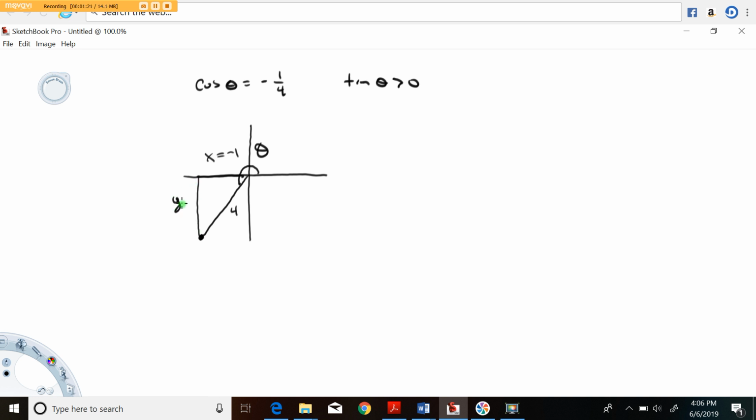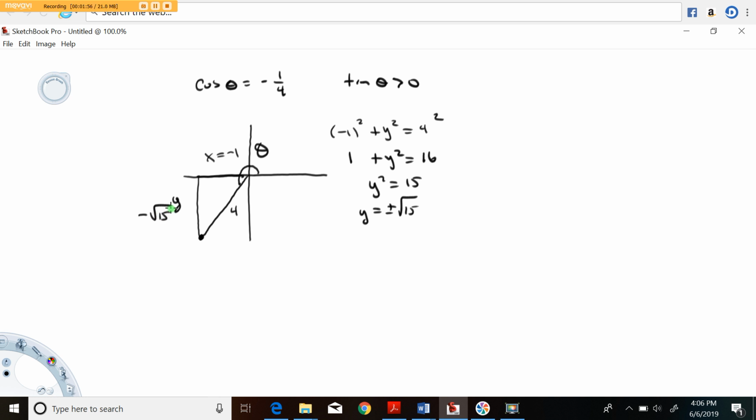This side I don't know. I'm going to call it y for just a moment. Now we'll go ahead and find it by Pythagorean Theorem on this triangle. So negative 1 squared plus y squared has to equal 4 squared. So this is going to read 1 plus y squared is equal to 16. So y squared is going to equal 15. So y is equal to plus or minus root 15. Now we know that we are down here in quadrant 3, so the solution we want is minus square root 15 for y.